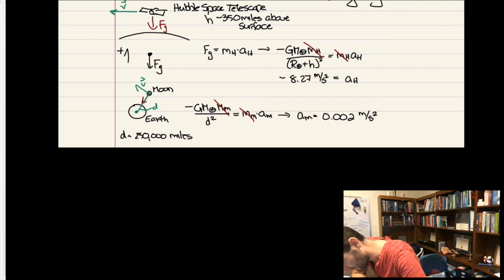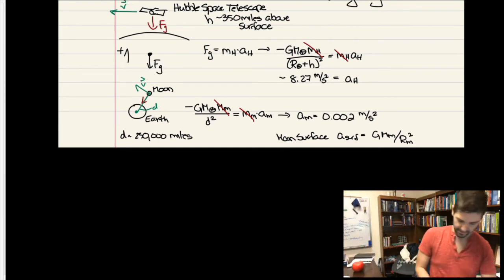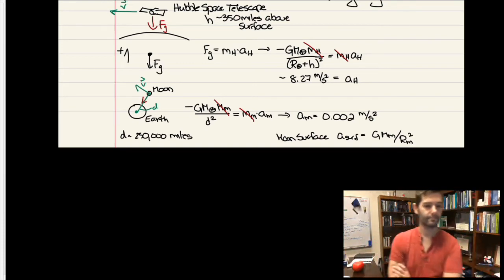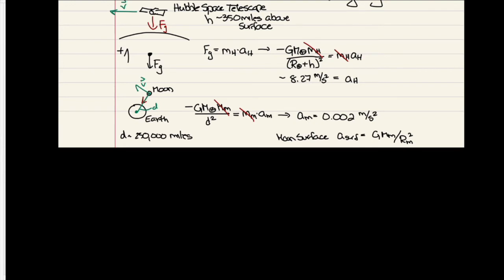The moon surface acceleration would be something like G M moon divided by the radius of the moon squared, which is something like 1 point something, I think. This is the acceleration from the Earth on the moon. The moon feels itself accelerated towards the Earth at 0.002 meters per second squared.